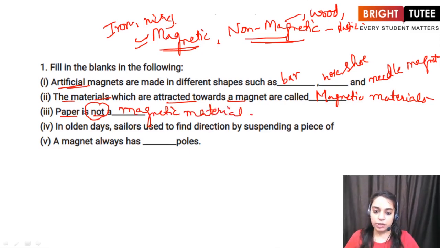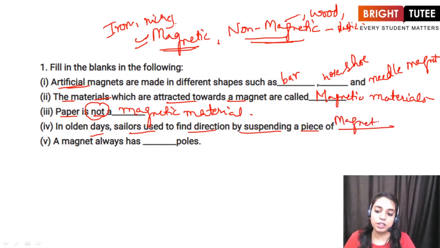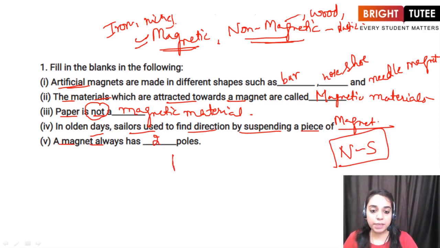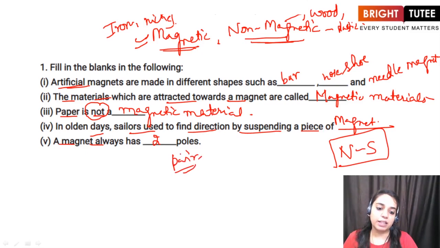Okay, so next question is, in olden days, sailors used to find the direction by suspending a piece of magnet. How, children? Because they knew the property of magnet, that whenever we suspend a piece of magnet freely, it will always point in north-south direction, right? And last part is, a magnet always has two poles. Okay, so children, poles always occur in pair, so each and every magnet has two poles.